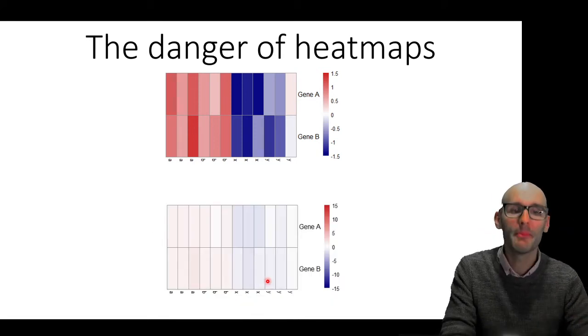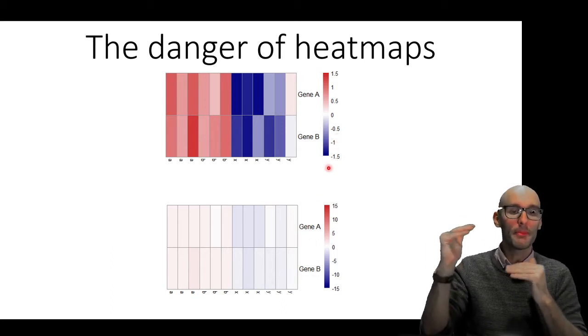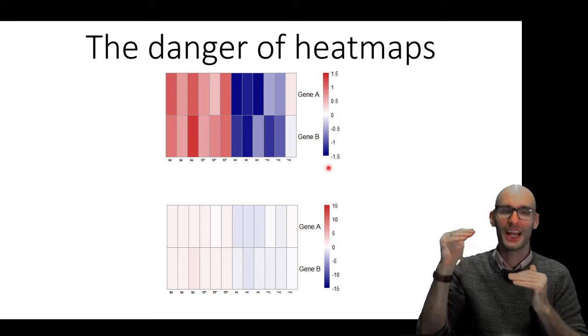The other problem is scale. Heat maps typically automatically scale to sort of maximums, right?